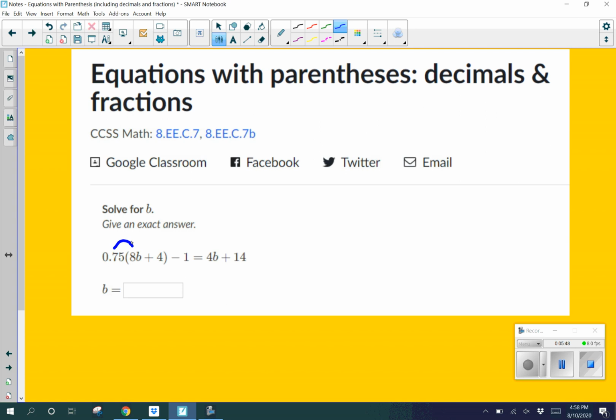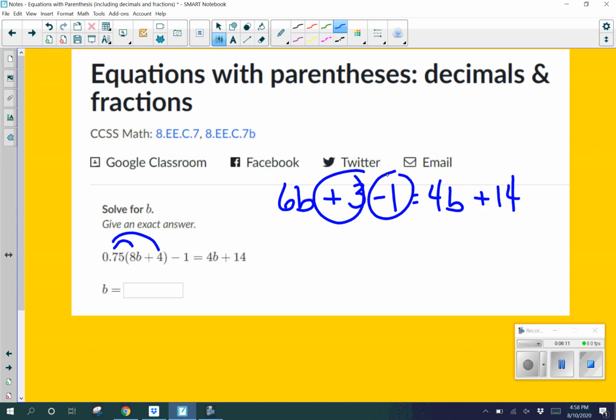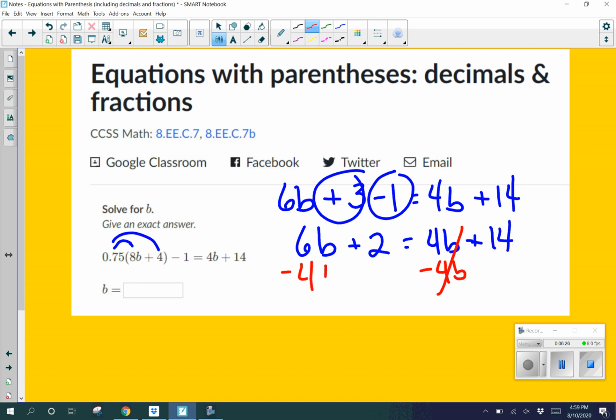Let's try another one. Here we're distributing 0.75, which is also 3/4. So 0.75 times 8, well, 3/4 of 8 is 6b, plus 3/4 of 4 is 3, minus 1 equals 4b plus 14. Let's combine like terms. I've got a positive 3 and a negative 1, which leaves me with a positive 2. Now to keep my variable positive, I'm going to subtract 4b on both sides. 6b minus 4b is 2b.